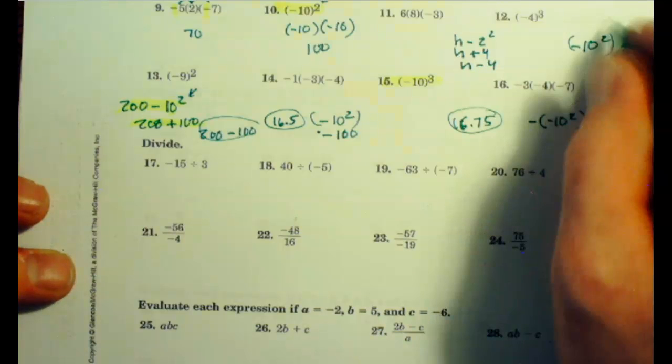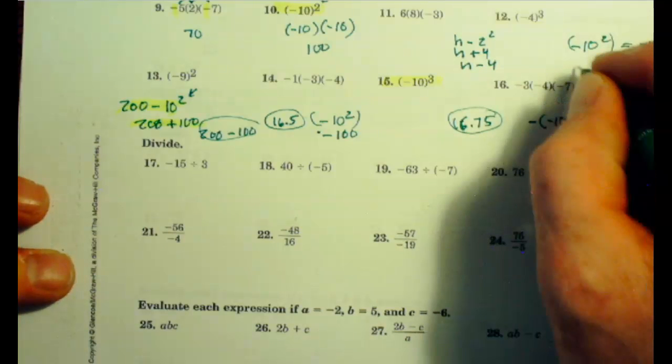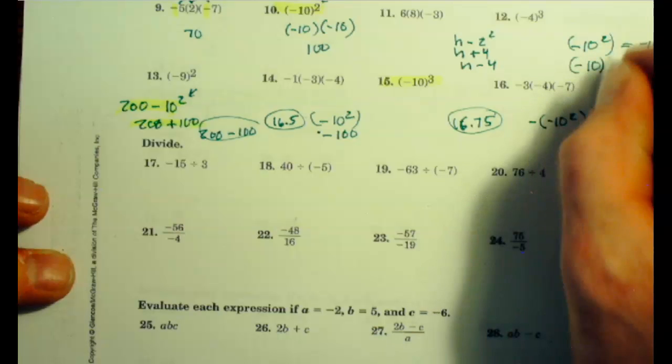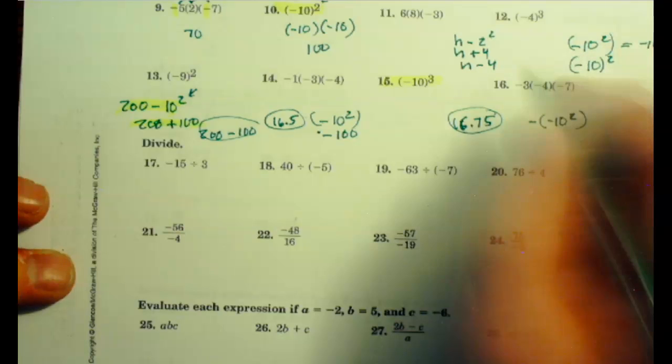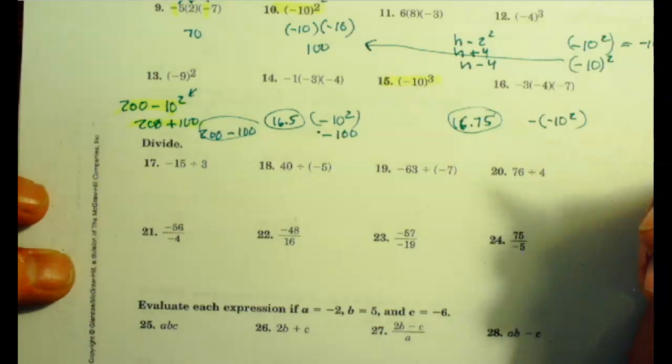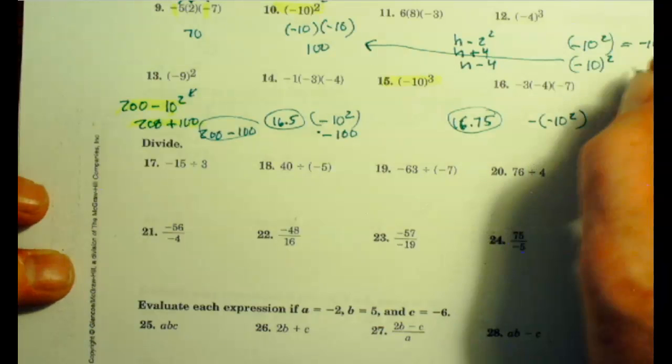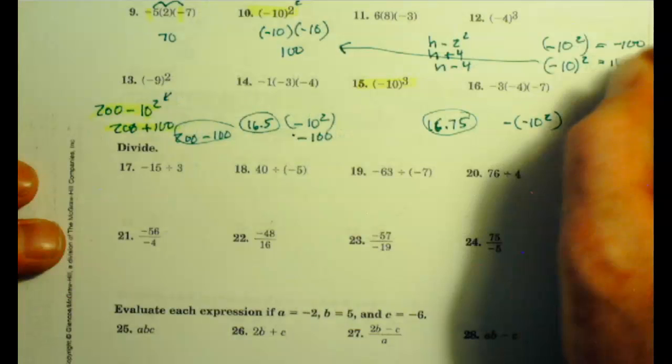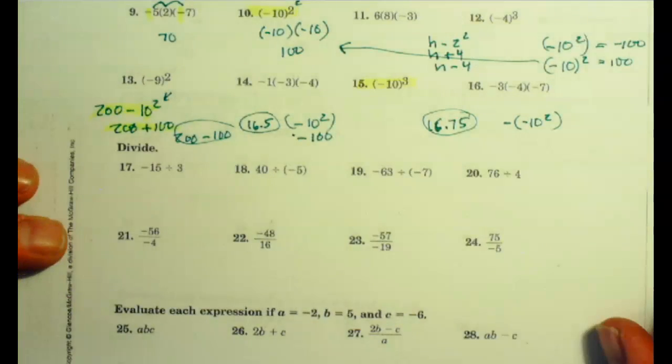So this is definitely negative 100, where this, negative 10 with the exponent on the outside, because you're multiplying whatever's in the parentheses times itself, is a positive 100. Let me slide it over just a little bit. This equals a positive 100. Those are two good examples to remember.